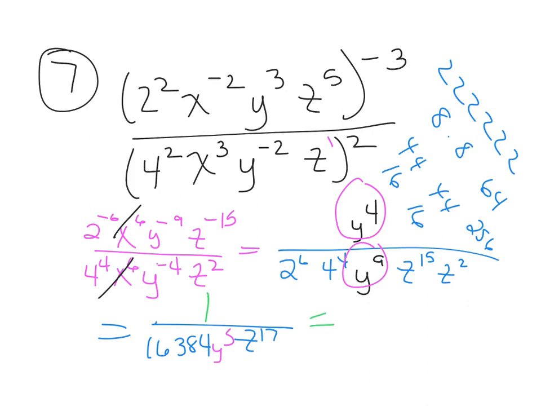So your final answer to this problem is 1 over 16,384 y to the 5th z to the 17th. And I'm sure somebody out there is like, well, what's the difference? Why can't I just leave the 1 off? Well, guys, it's a fraction. 1 over something is totally different than not. So in other words, if you try to tell me 2 and 1/2 are the same thing, I think you would disagree with that.